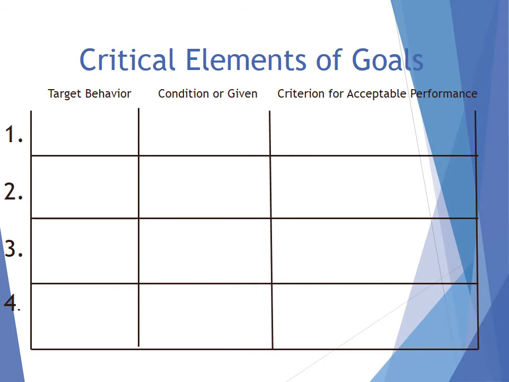Here we show a graph that includes the 3 components of our goals: the target, the condition, and the criteria. This is something that works well, a tool that works well when you are writing your goals to make sure that you have all of the appropriate things in your goal.